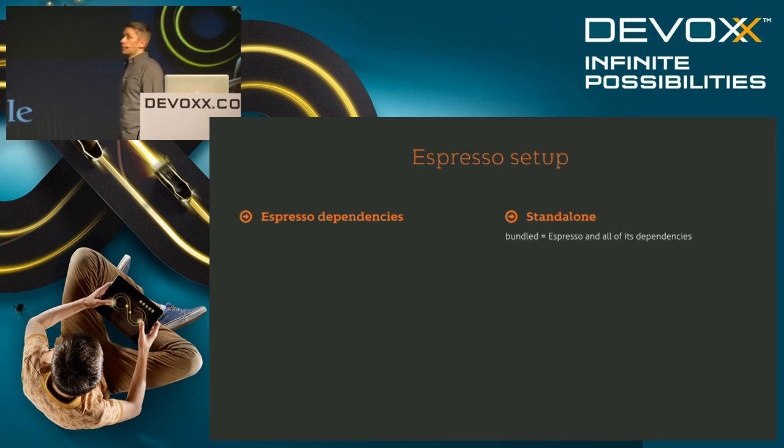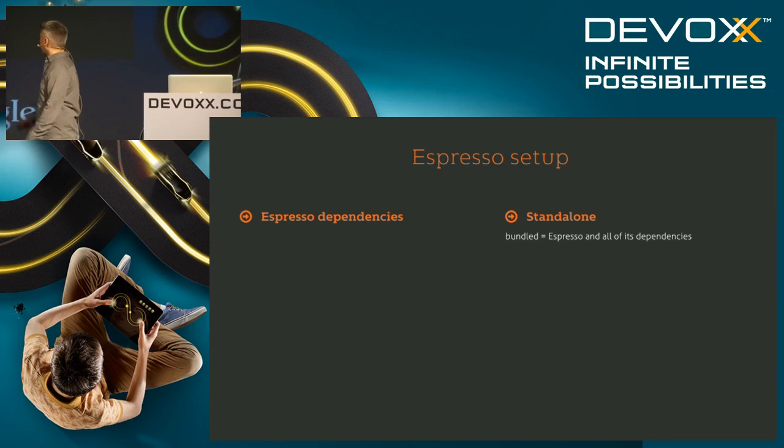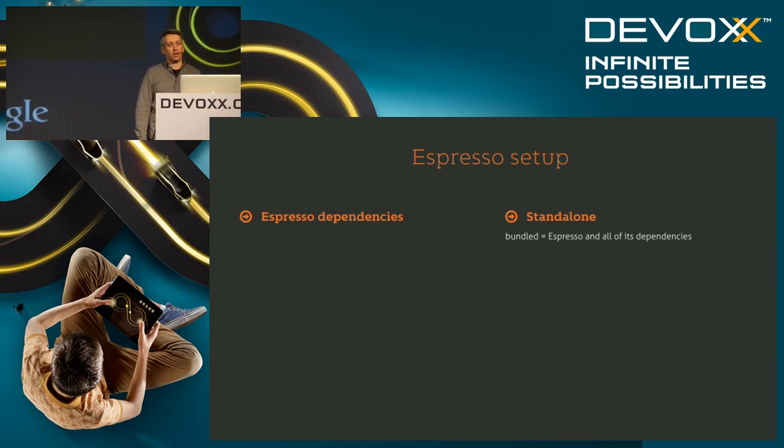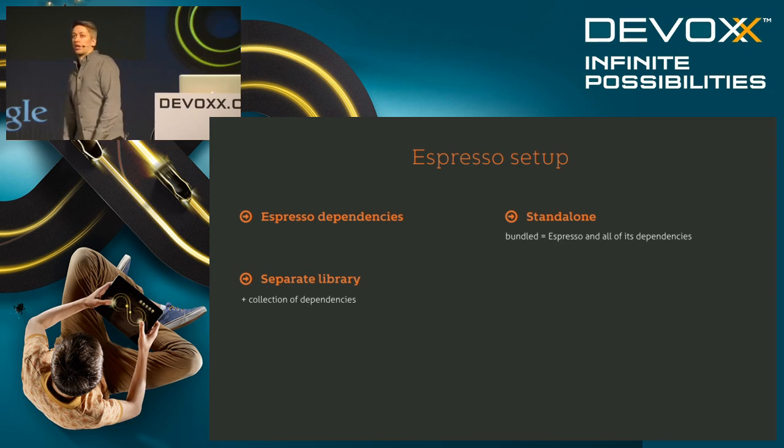Basically, Espresso will also have dependencies. And it comes in two ways. You can download it in more of a standalone way, which means it's bundled: Espresso with whatever dependencies it needs of itself. Or you can, of course, use it as a separate library, and then you will need to make sure that you supply it with the dependencies you need. That's, for instance, very handy because Espresso uses Dagger underneath for dependency injection. It uses Guava and so on. So if you have these dependencies already in your project, you can still work with it.